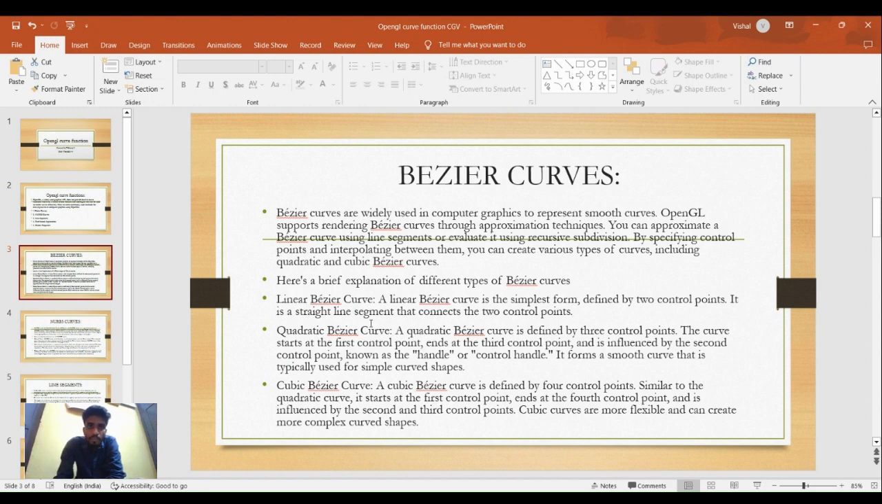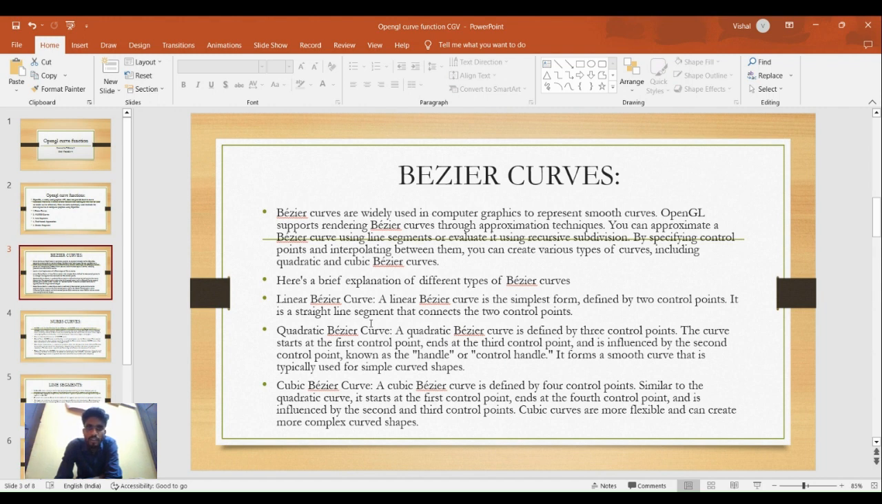Bezier curves. Bezier curves are widely used in computer graphics to represent smooth curves. OpenGL supports rendering Bezier curves through approximation techniques. You can approximate a Bezier curve using line segments or evaluate it using recursive subdivision. By specifying control points and interpolating between them, you can create various types of curves, including quadratic and cubic Bezier curves. Here is a brief explanation of different types of Bezier curves.